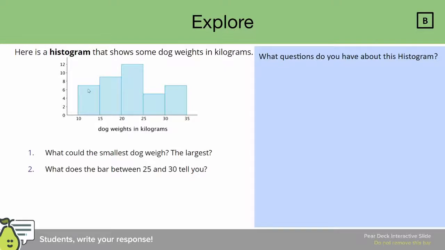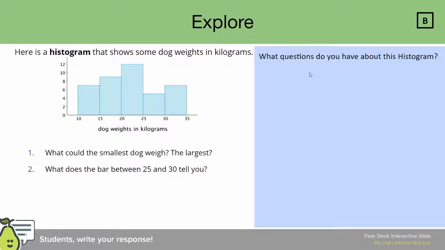So in other words, dogs that land in this zone that are between 10 to 15 kilograms in weight can weigh 10 kilograms. They can weigh 11, 12, 13, 14 kilograms. They can even weigh 14.9 kilograms, but they cannot actually weigh 15 kilograms because they will not be counted. The 15 kilogram dogs are going to be in the next bar. All right, and that's how all of these second values work.